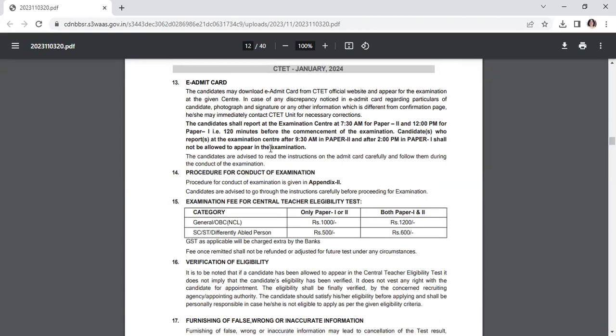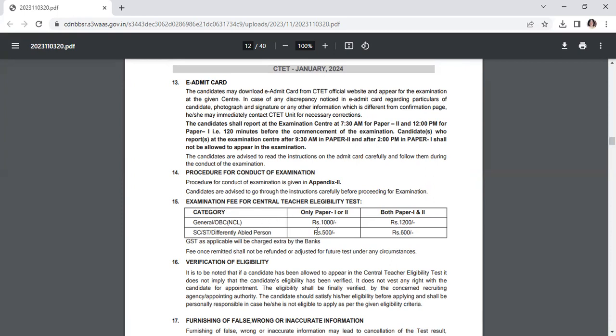A candidate who reports at the examination center after 9:30 a.m. in paper second and after 2 p.m. in paper first shall not be allowed to appear in the examination. Remember, teachers, you are supposed to reach the examination center 120 minutes before. The candidates are advised to read the instructions on the admit card carefully and follow them during the conduct of the examination. Procedure for conduct of examination is given in Appendix 2nd. Candidates are advised to go through the instructions carefully.